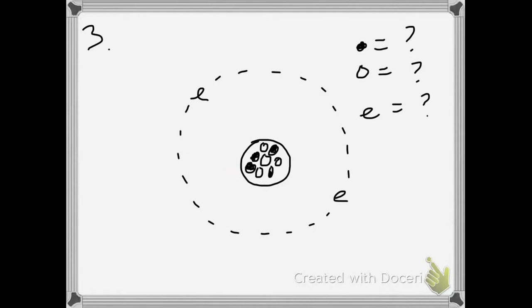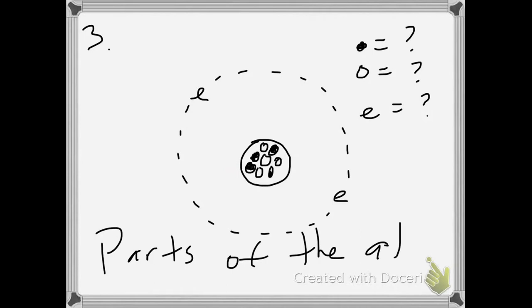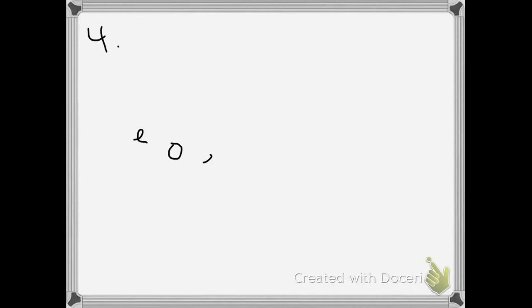So the first one, proton, positive charge, neutron, no charge. Electrons have a negative charge. And of course, these are the parts of the atom. The nucleus is not necessarily a part of an atom because it contains both protons and neutrons.